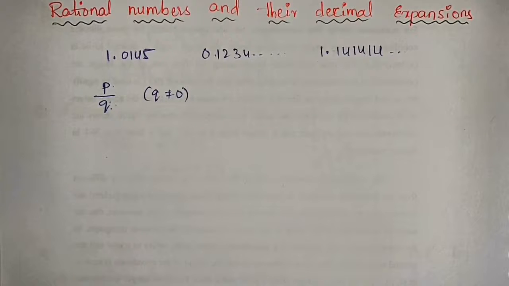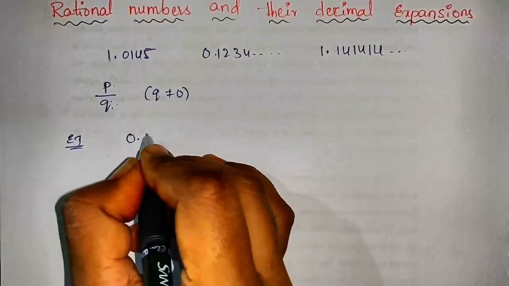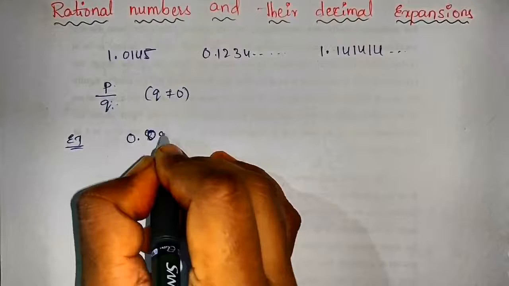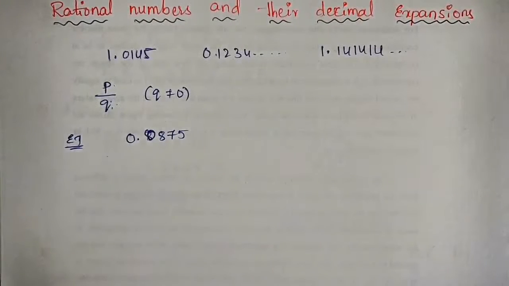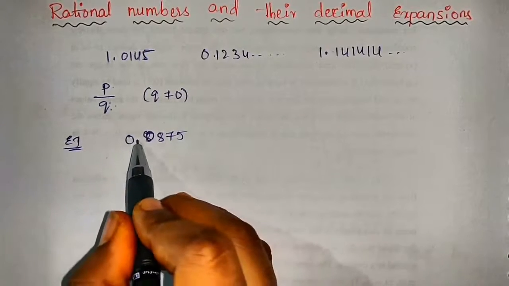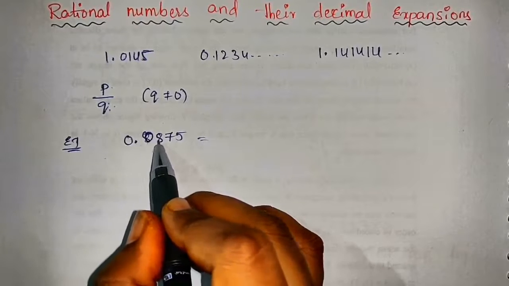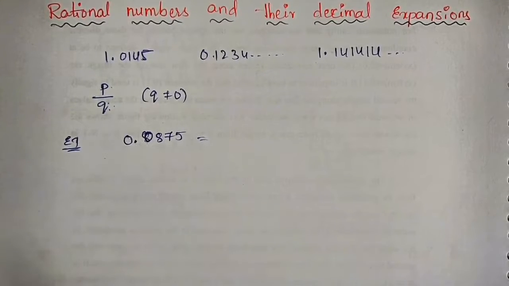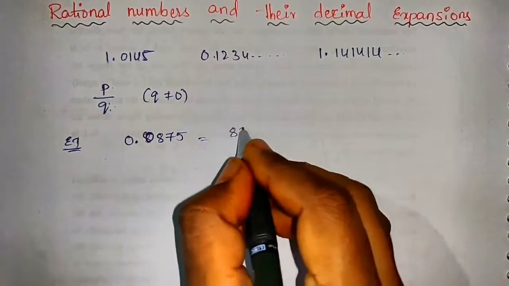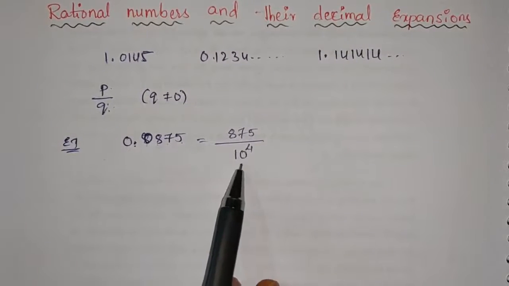Okay, let us take an example: 0.0875. I am converting this decimal number into p by q form. To convert that, in the numerator, after the decimal point we have 1, 2, 3, 4 digits, so I am writing 875 directly. In the denominator, here we have 4 decimal places, so I am taking 10 power 4.